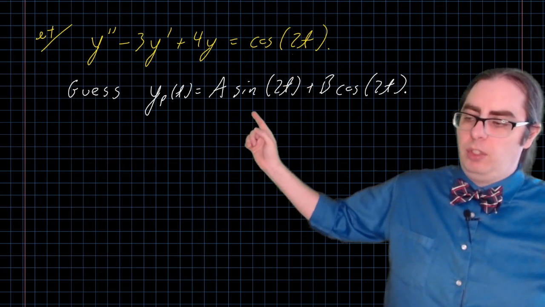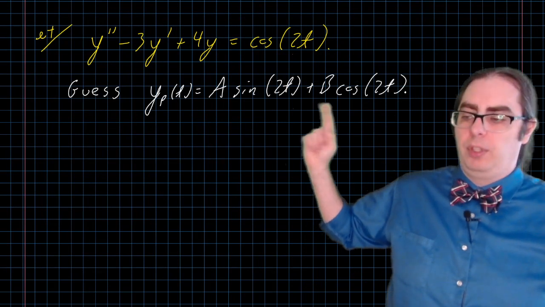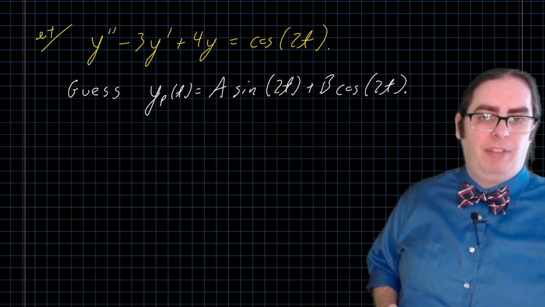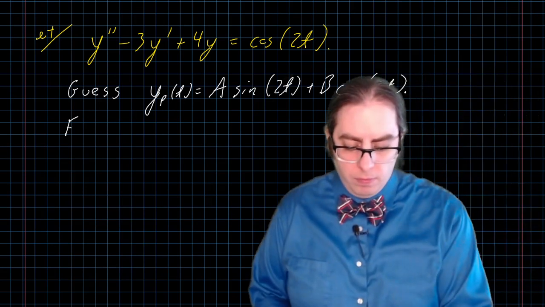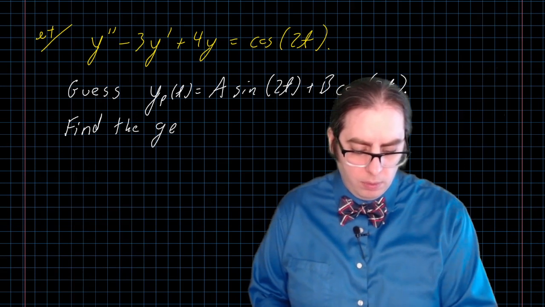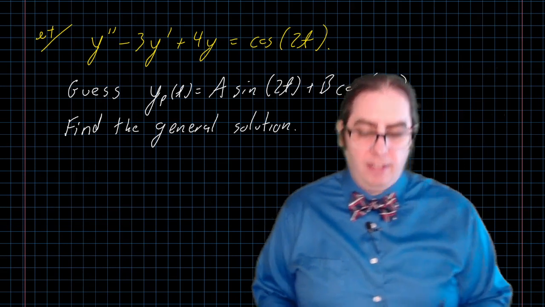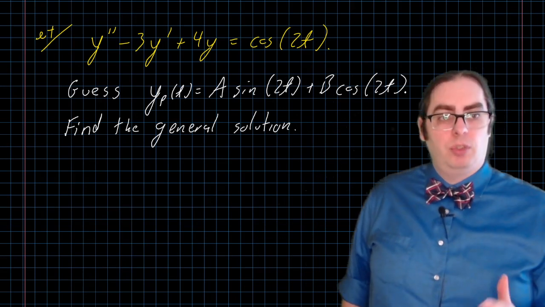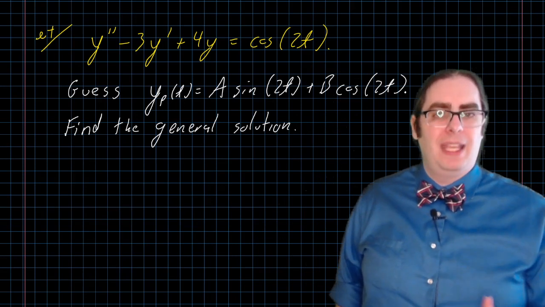So let's guess that the particular solution is some constant a times the sine of 2t plus some other constant b times the cosine of 2t, and take a few minutes, see what you can get out of that one. I forgot to put down instructions. Right? Find the general solution. Take a few minutes, see what you can do in trying to find the general solution following the same sort of procedure we used on that last problem, and I'll see you in the next video.